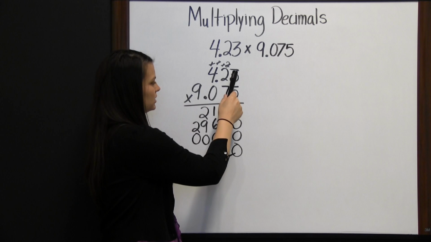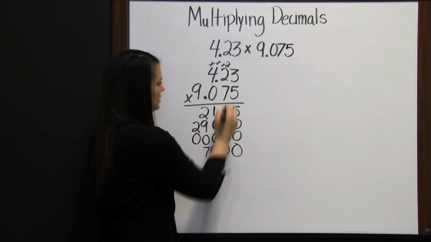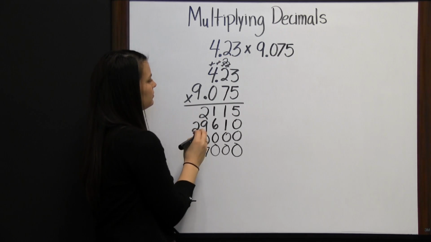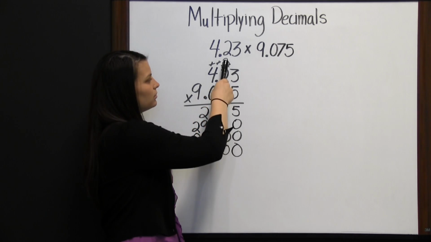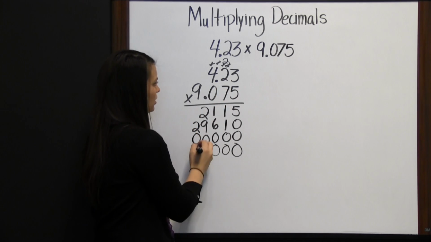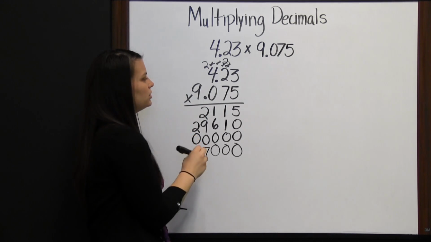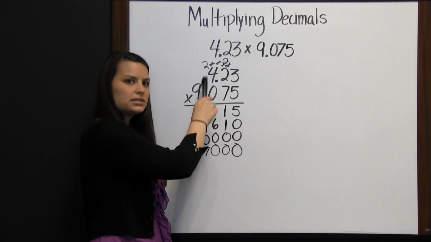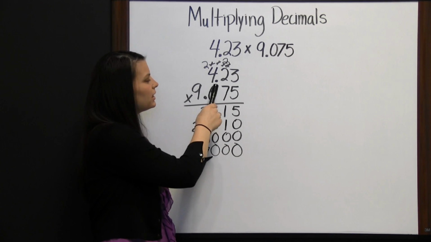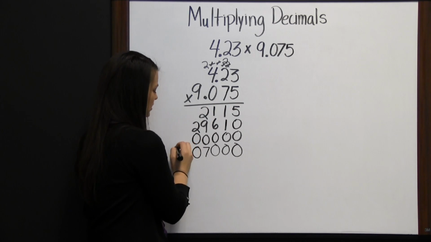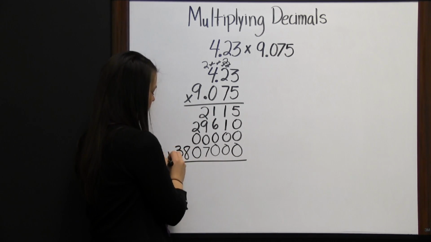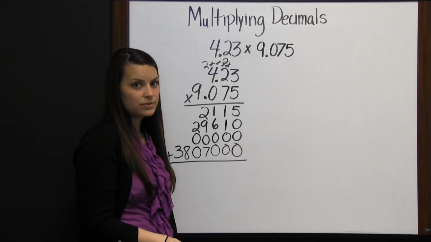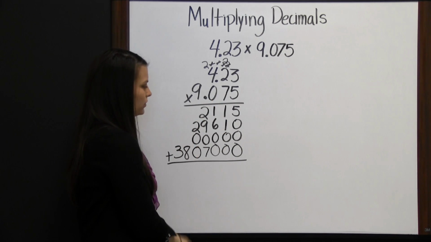9 times 3 is 27. Write the 7, carry the 2. 9 times 2 is 18, plus 2 is 20. Write the 0, carry the 2. 9 times 4 is 36, plus 2 is 38. Then just like we would with any other whole numbers, we're going to add our results together.